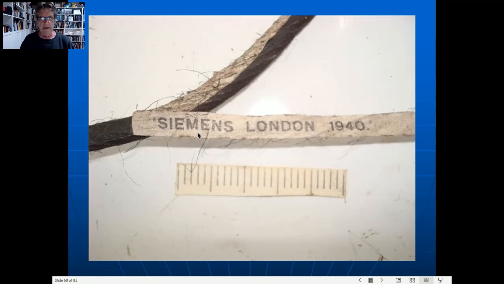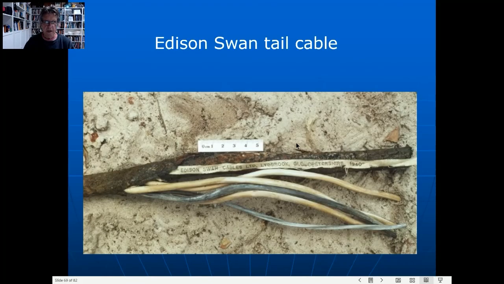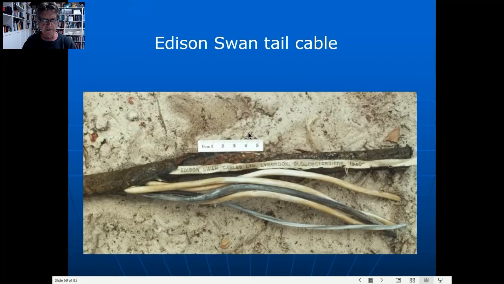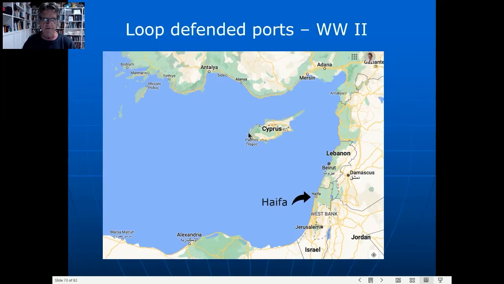Okay. There's the cable. It was actually 1940, I was wrong. Siemens, London, 1940. So that's who made the cable, and it was shipped across to Haifa to be laid in their port. Here's the one I showed you. This was on the beach at Bribie. A similar company, Edison Swan, and Edison. What was the previous one? Siemens. That was the competing company, but produced the cables.